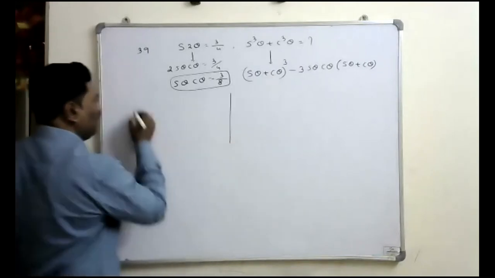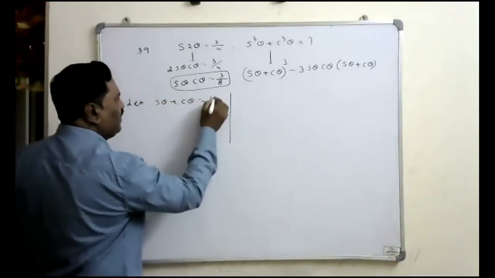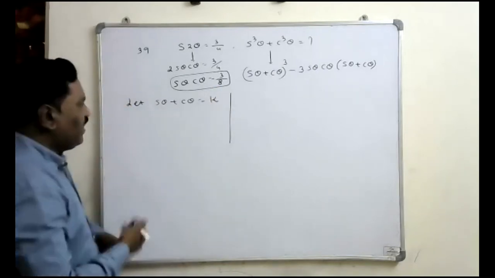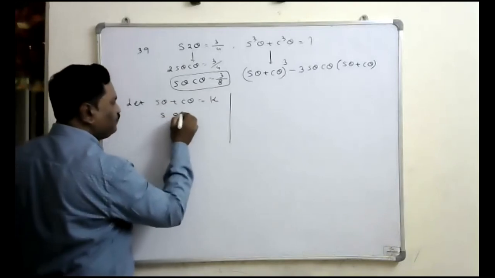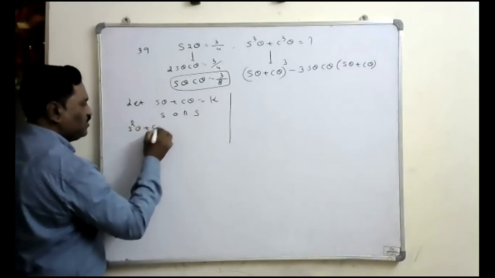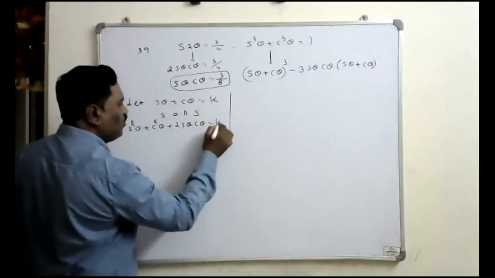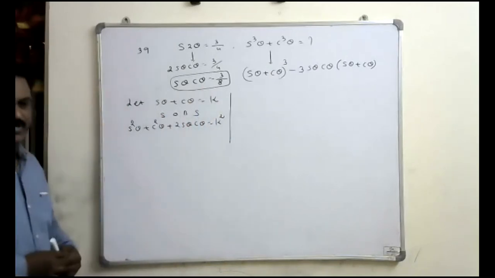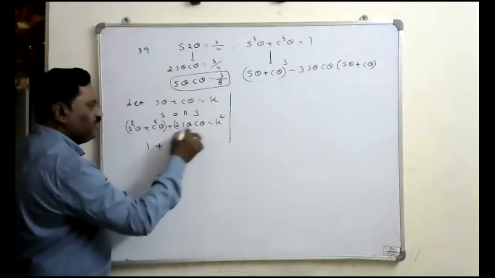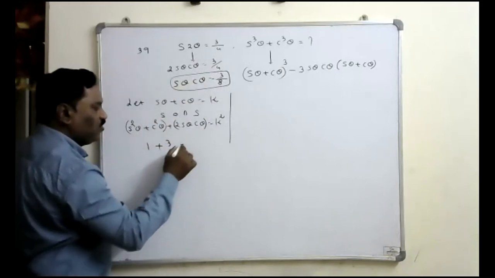For that, let sine theta plus cos theta be k. Squaring it on both sides, we get sine square theta plus cos square theta plus 2 sine theta cos theta equal to k square. Now sine square theta plus cos square theta is 1, plus 2 sine theta cos theta, that is sine 2 theta, which was given as 3 by 4, is equal to k square.